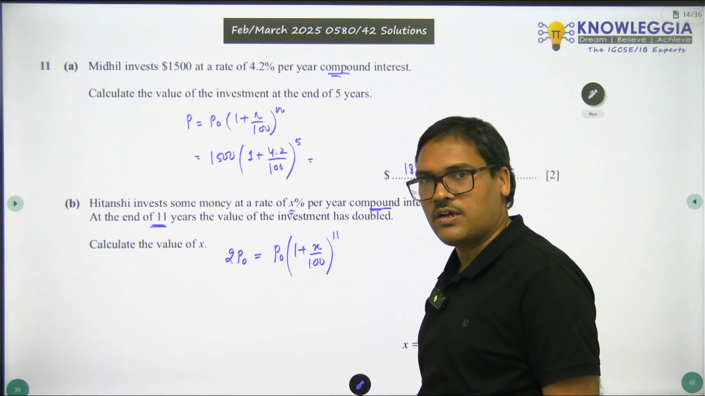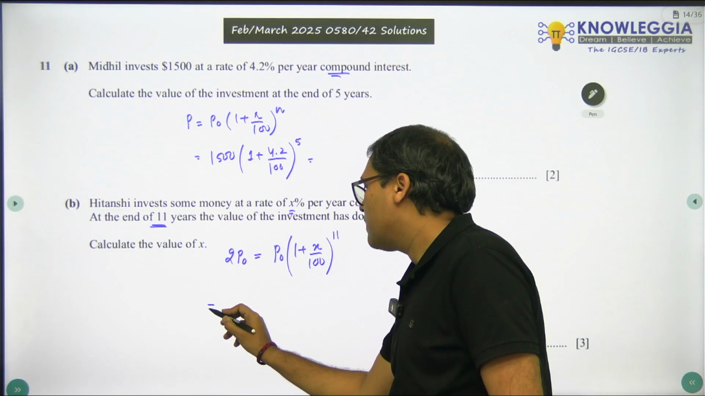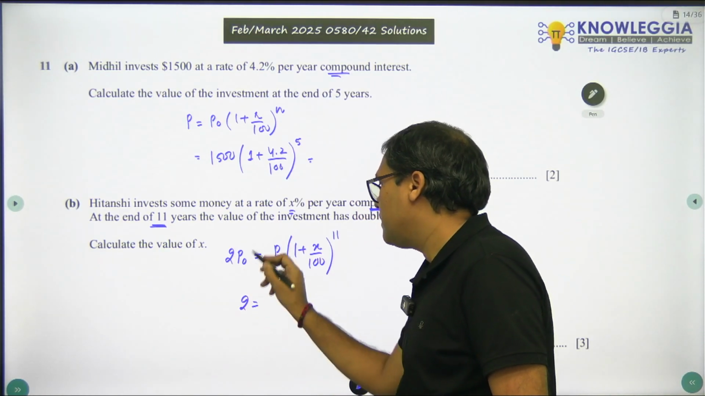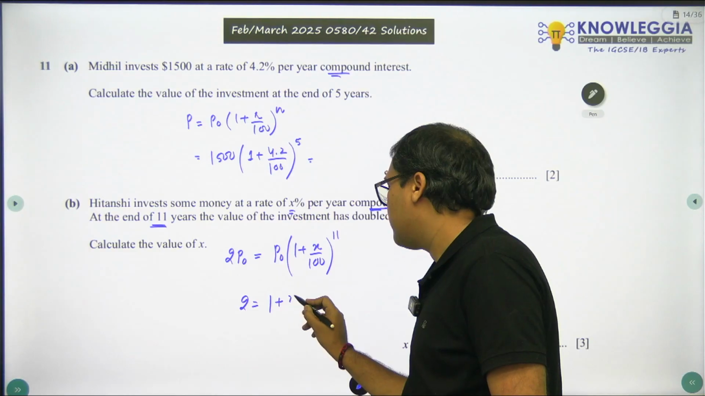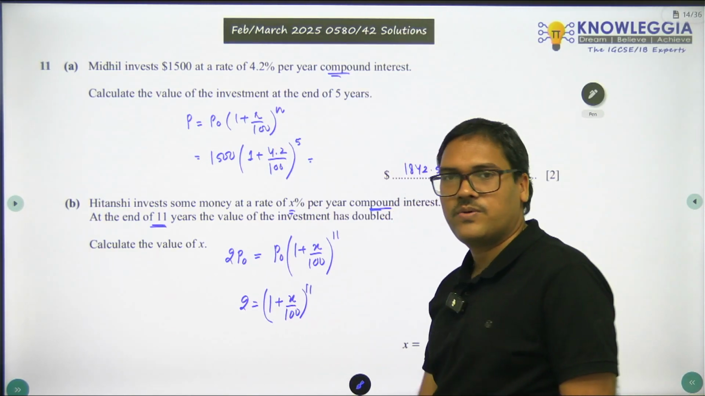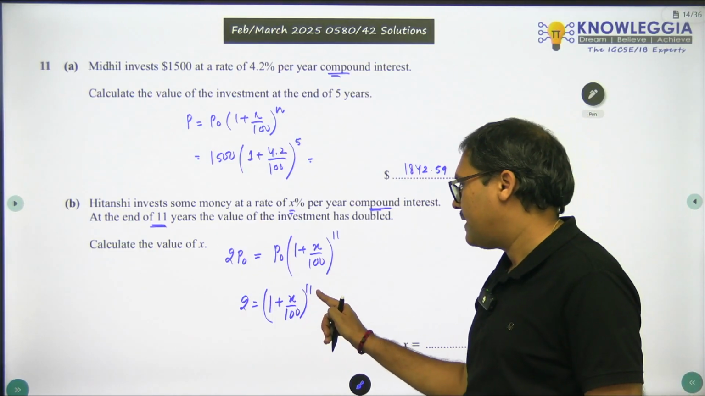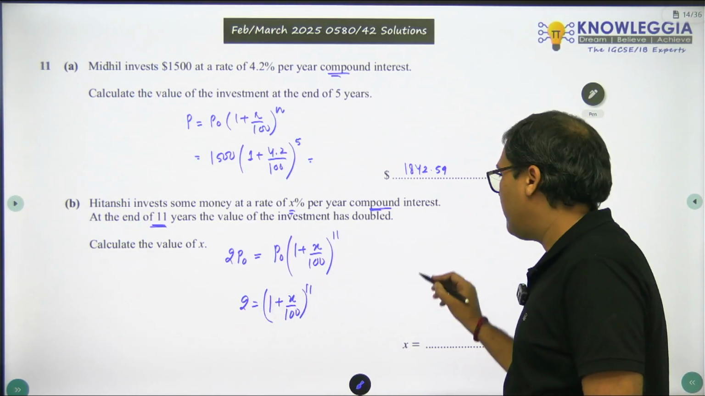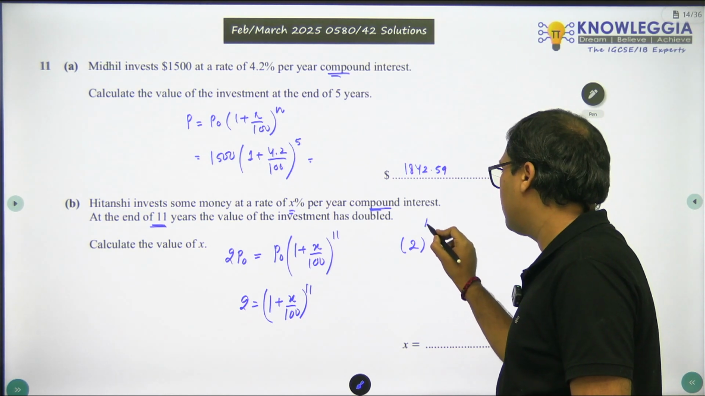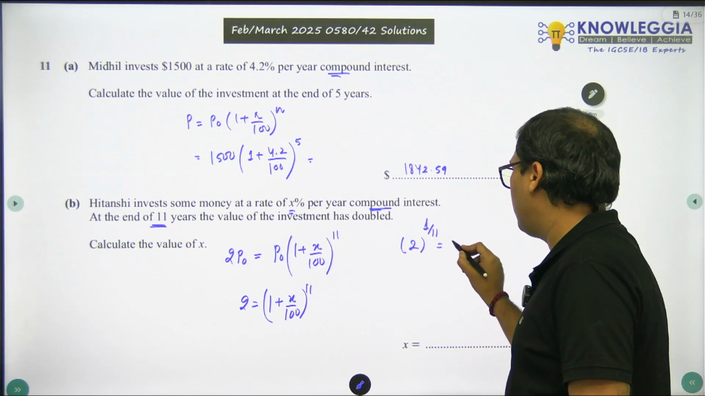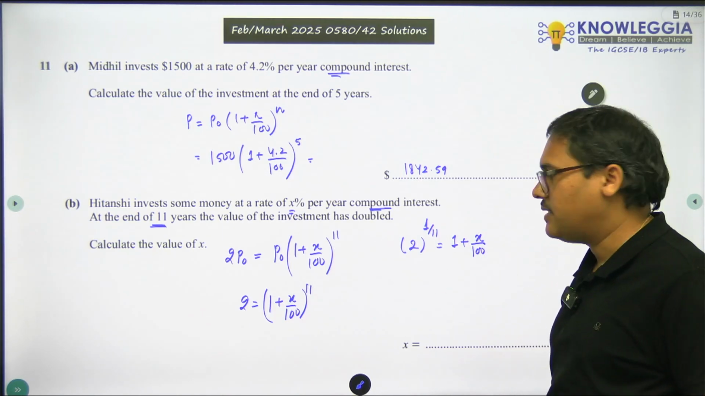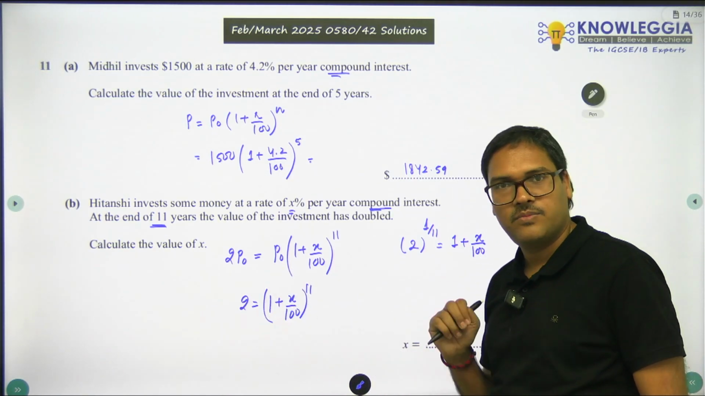So what is the value? Now for solving this, you can write 2 is equal to, P naught will be cancelled, 1 plus X by 100 raised to 11. Now how will you solve this equation? For this, I can take this 11 on this side. So it will become 2 to the power 1 by 11 is equal to 1 plus X upon 100. I hope this is clear. This power will go on this side. This will be the value.